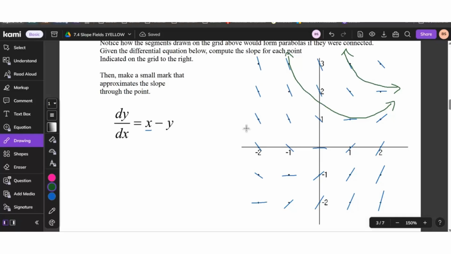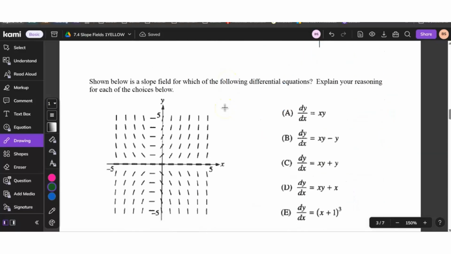Honestly, slope fields are not that bad. The hard part is the visualization. As soon as you can figure out how to visualize, then it's pretty easy. If you have a hard time with that, it's hard. But if you can visualize, okay, what's the pattern recognition? How do these slopes look? Then it becomes pretty easy. All right, we got to move on.